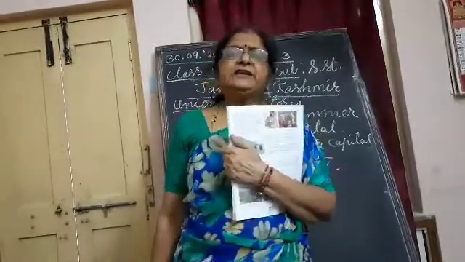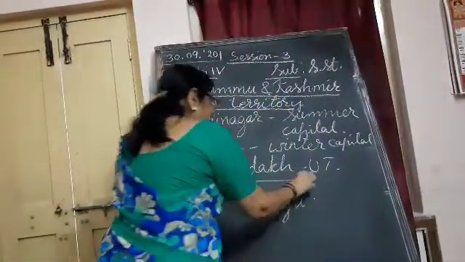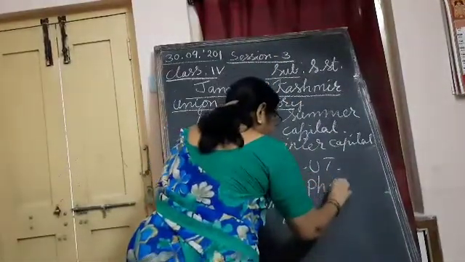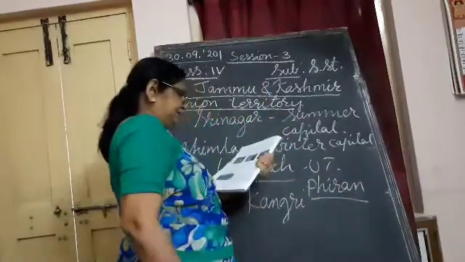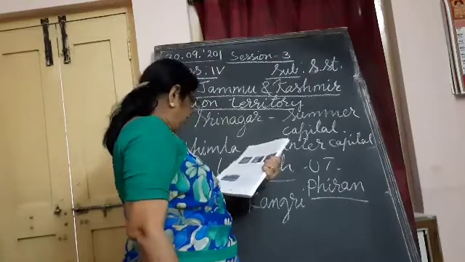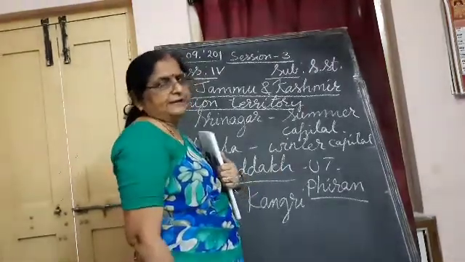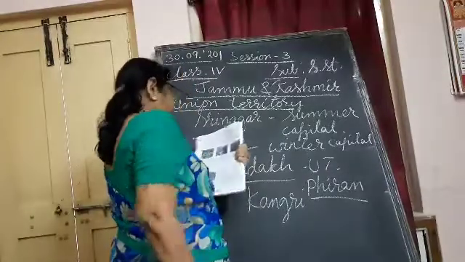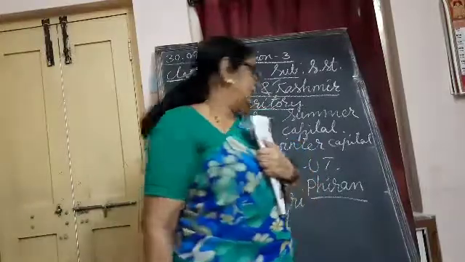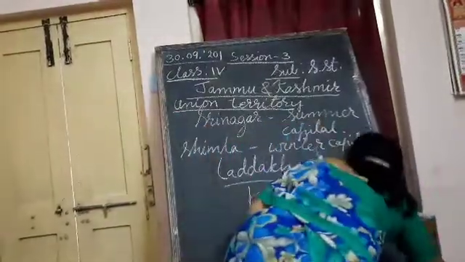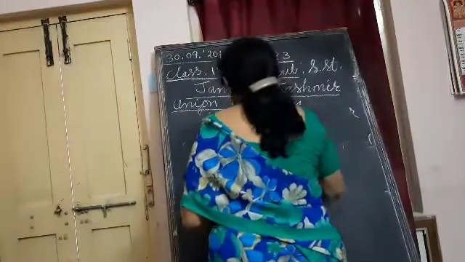And they wear a different variety of clothes called firan. Their dress is called firan. Both men and women wear firan. Firan is nothing but a woolen garment and salwar. Salwar pant. Okay. Then they drink a special kind of tea called kahwa.